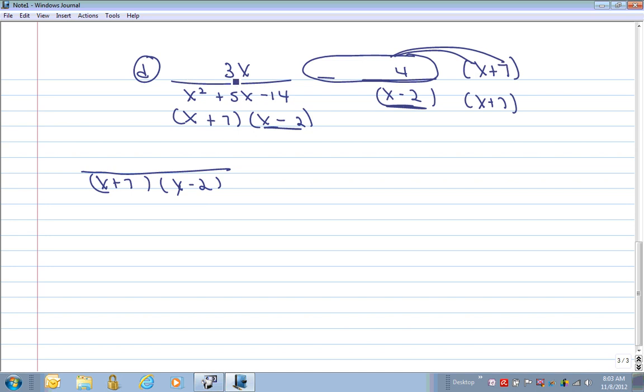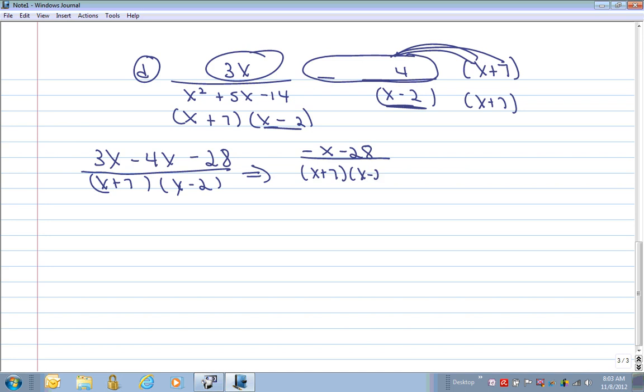So at the top of the first term we have this 3x, and then I'm going to distribute negative 4 times x would be negative 4x, and negative 4 times 7 would be negative 28. Then we're just going to simplify our numerator, and when we do, we have 3x minus 4x, so we have a negative x, minus 28, all over x plus 7, x minus 2.